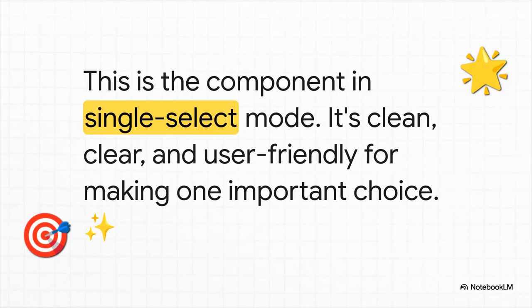Right off the bat, here it is in its single select mode. You can imagine this for choosing something like a task priority. It's so clean, so clear, and just super user-friendly. I mean, forget clunky old radio buttons. This is just a much more elegant way to let a user make one single important choice.